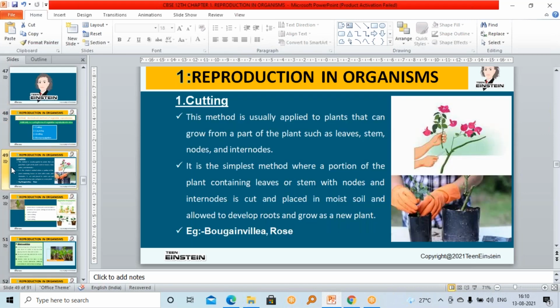The first artificial vegetative propagation method is cutting. We usually do this in plants which can grow from a plant part like a leaf, stem or node. Such plant parts we can grow into a separate plant. In those kinds of plants we use this method, cutting. This is a very simple procedure. You can see in this picture a plant part suitable for vegetative propagation, that we can cut and place in moist soil.